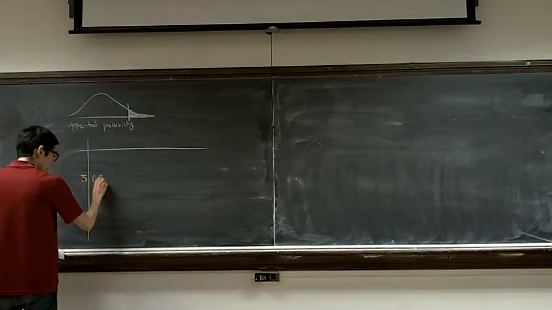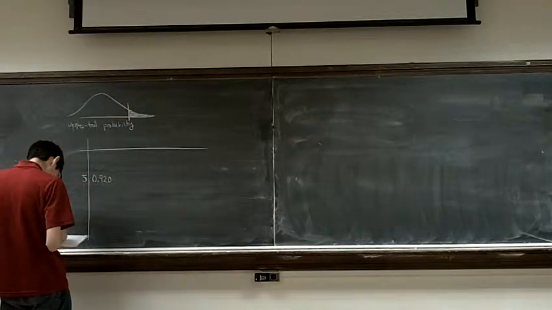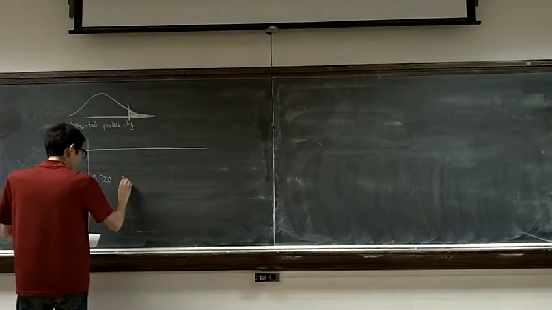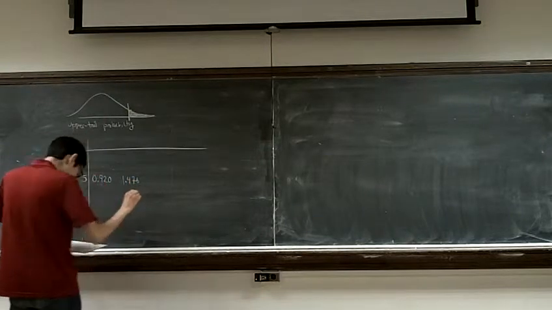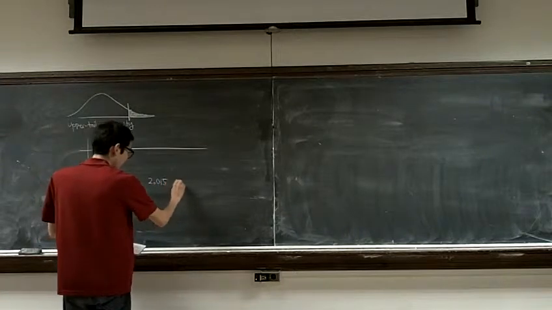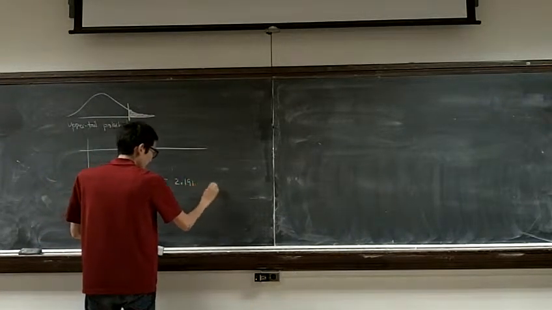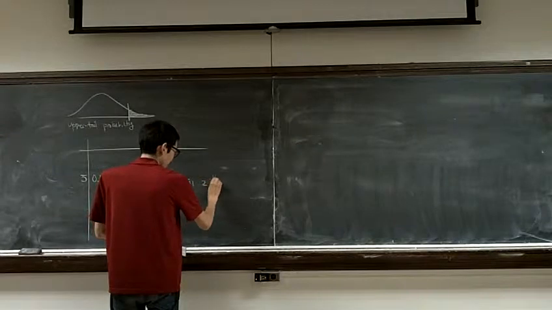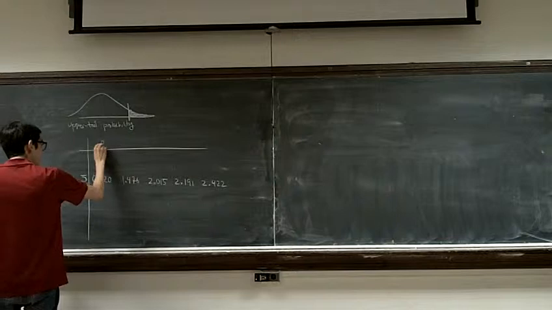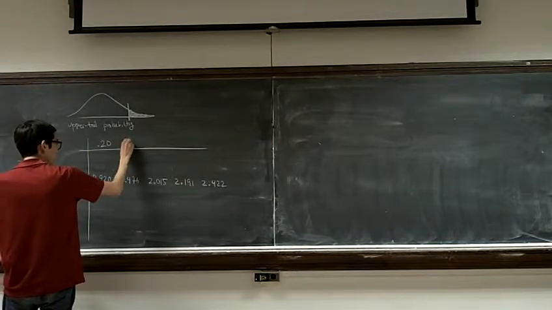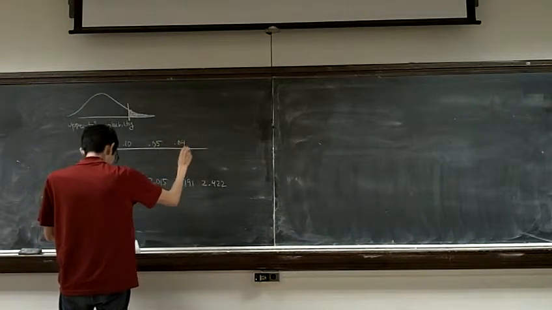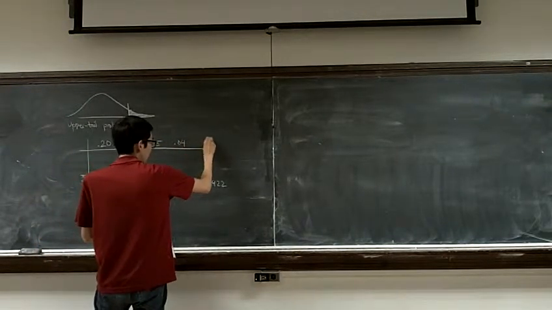I have 0.920, and then I can't read. 1.476. Can somebody just call out the numbers? 2.015. 2.015. 2.191. 2.191. 2.422. Okay, that's good. And then across the top I've got 0.20, 0.10, 0.05, 0.04, and 0.03. Yeah?